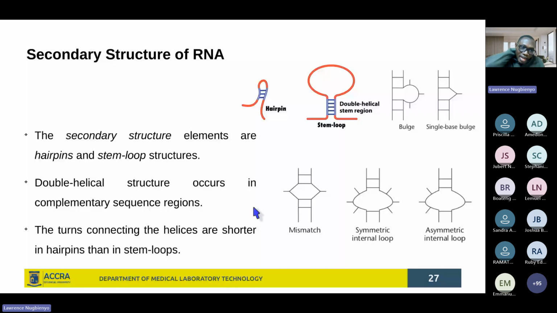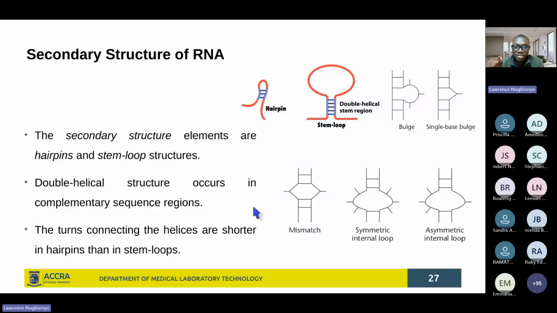Now let's take a look at more complex structures of the RNA molecule. We have known the RNA to be single-stranded. So I think all along, even in secondary school, you've known that the DNA was double-stranded, but RNA is single-stranded.